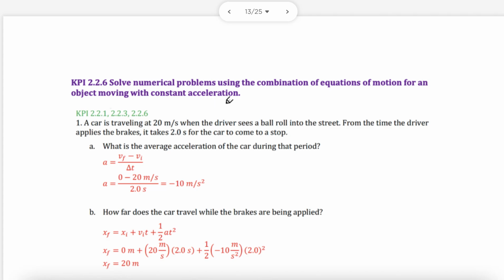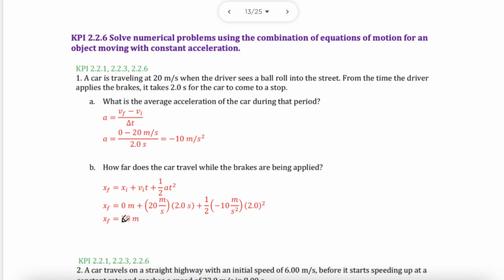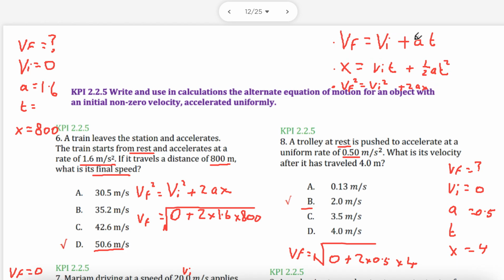Okay. Now we're looking at more things. And now we're having some other equations of motion, finally. In here, we have a car traveling. So why don't we write V final, V initial, at x. Okay, traveling at a speed of this. I have the speed of 20. This is the V initial. When you see the ball roll into the street, from the time he applies the brakes, it takes 2 seconds. That's time is 2 for it to come to a stop. So stop, that's 0. Final speed is 0 because it stopped. And then it's asking for the acceleration, so I need a. I don't have x. Out of the 3 equations of motion we have here, the one that doesn't have x is this one here, the simple one.